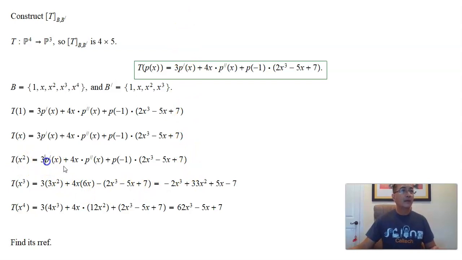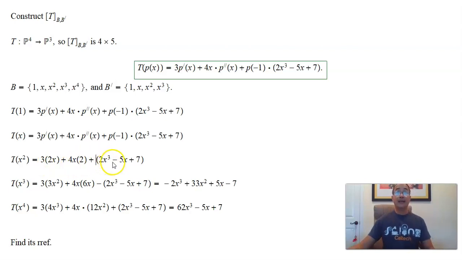Okay, next, x squared. Derivative is 2x, and then the second derivative is 2. So 4x times 2. Plug in -1, you will get +1. So we can just solve that, and that's what we get. 2x cubed, no x squared, 6x, 8x, 14 minus 5, 9x plus 7. 2x cubed plus 9x plus 7. That's what I said.